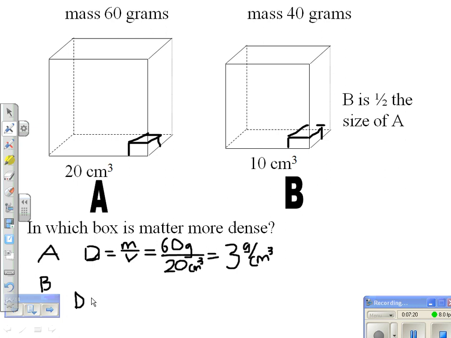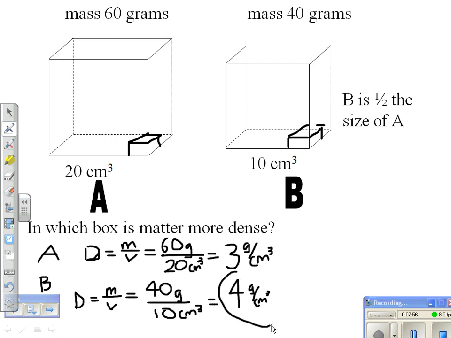Okay, for B, going to do the same thing. Always start by writing the formula. The more you write it, the easier it'll be to remember. Mass divided by volume. Substitute in my known values. 40 grams divided by 10 cubic centimeters. It's a smaller box, smaller volume. And that gives us 4 grams per cubic centimeter. So in which box is the matter more dense? The higher number is the denser item. So box B is more dense.